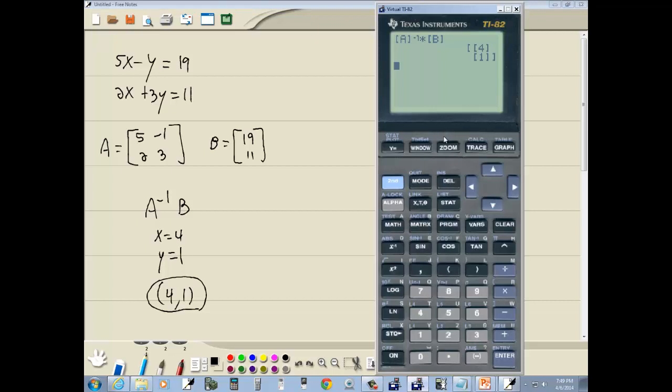Now that's how to solve a system of equations on your calculator using matrices and inverses on a TI-82 calculator.